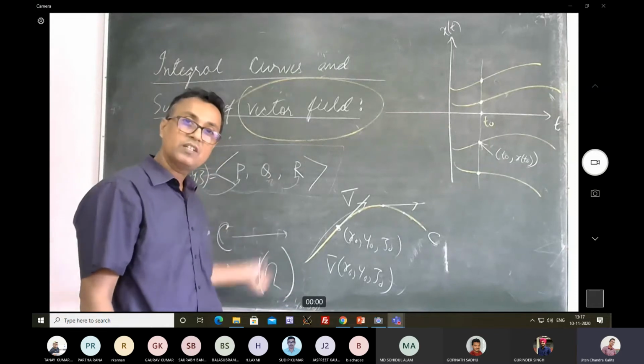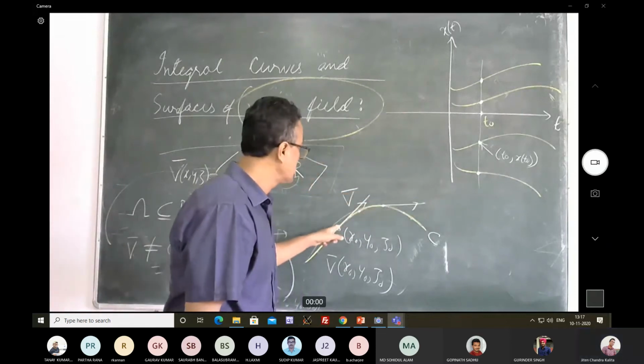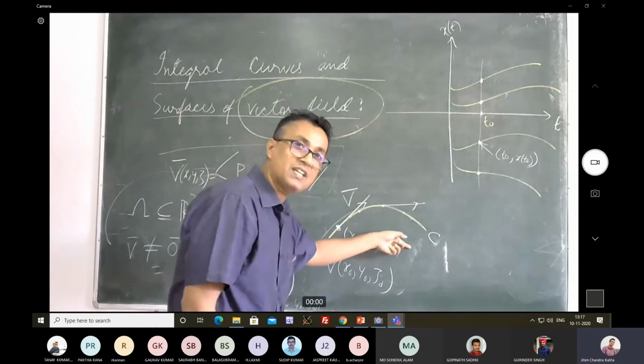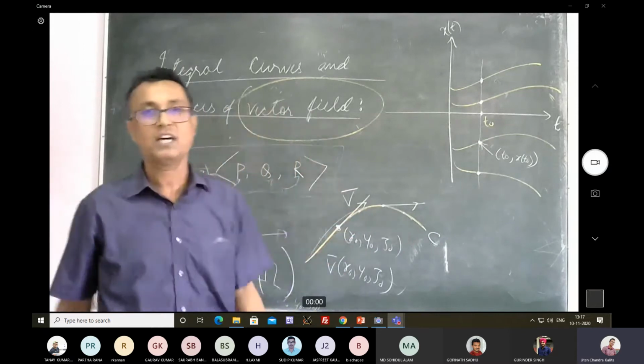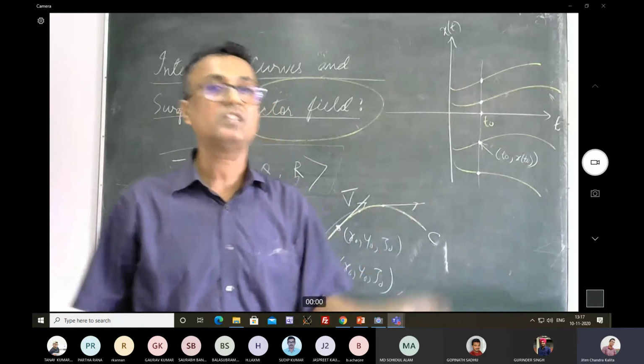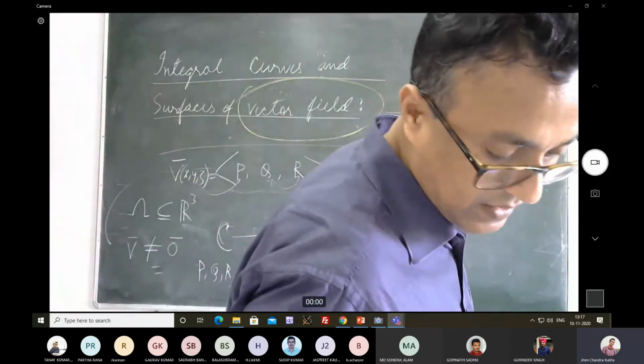So under these conditions, if again V being a tangent vector at each point of C is satisfied, then I say that C is an integral curve of the vector field V. Is it clear now? Is it okay?